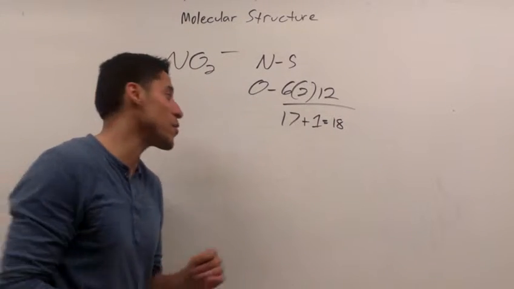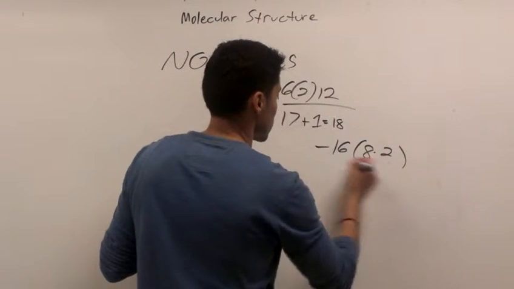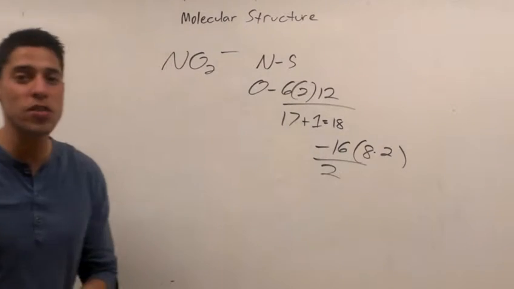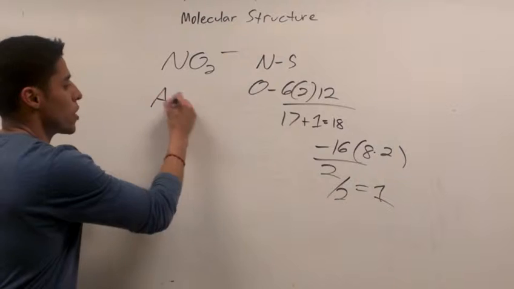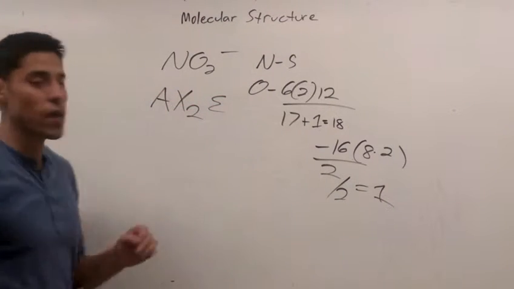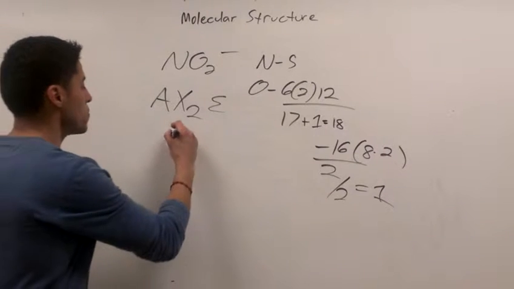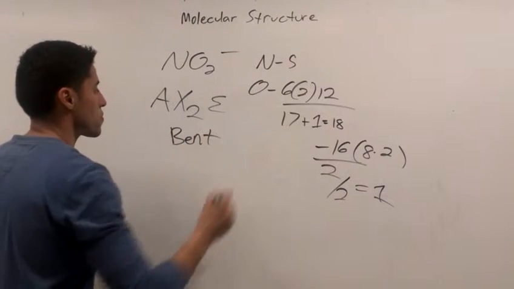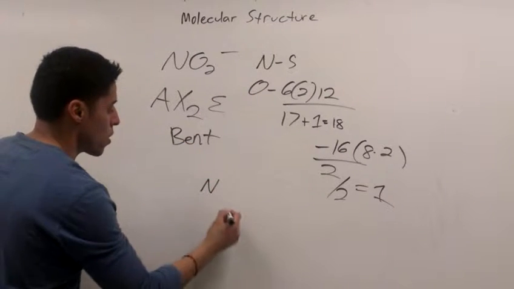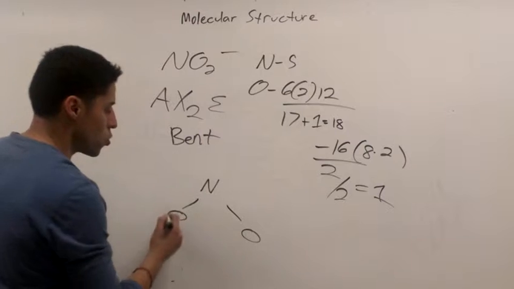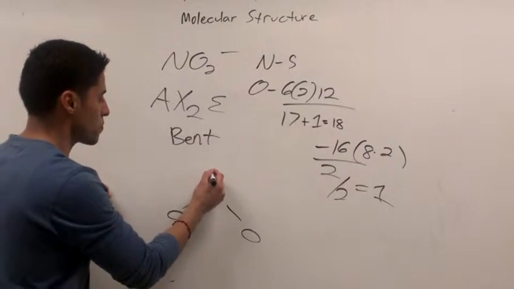From here we're going to subtract the highest multiple of 8. We're left with 2, divide that by 2. So we're going to have an AX2E1 configuration. Now the AX2E1 configuration gives us a bent molecule. Okay, so we're going to have nitrogen, smaller group number, in the middle, bonded by 2 oxygens in a bent shape, and 1 electron lone pair.